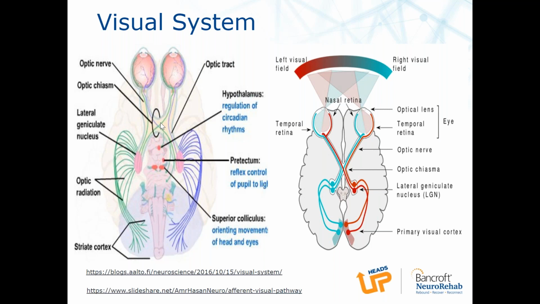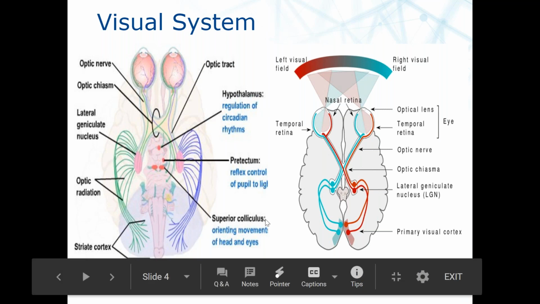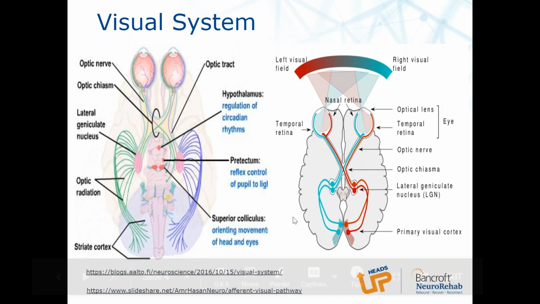From there, it's going to travel along to a few different vital areas that are highlighted on the left picture: the hypothalamus, the pretectum, or the superior colliculus. If it continues to pass through, it's then all going to be integrated back in the occipital lobe, where our primary visual cortex lives.